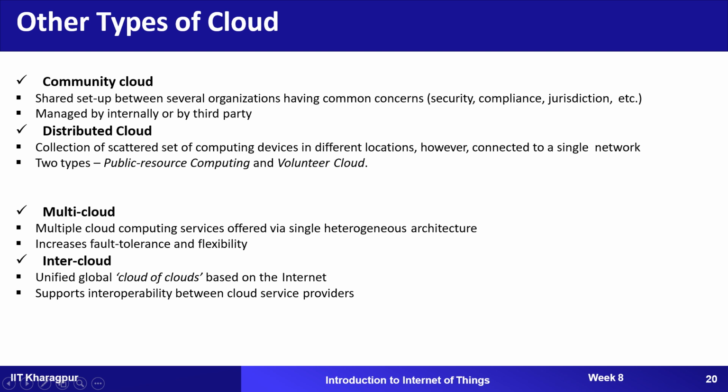Next one is your intercloud. It is a unified global cloud of clouds based on the networks, based on the internet. It supports interoperability between cloud service providers. So intercloud basically means the superset of different clouds. So it is the cloud of clouds.